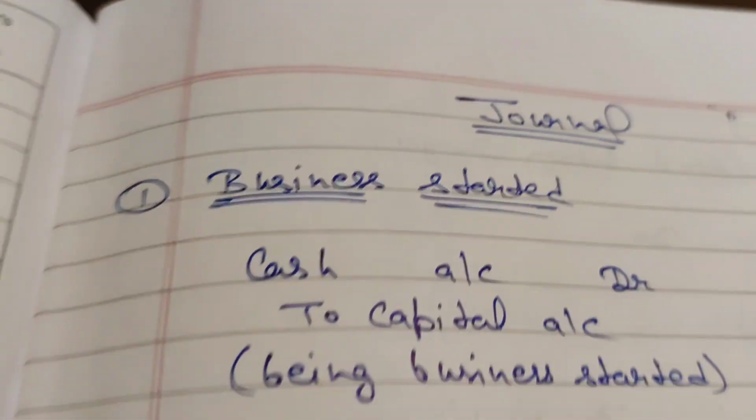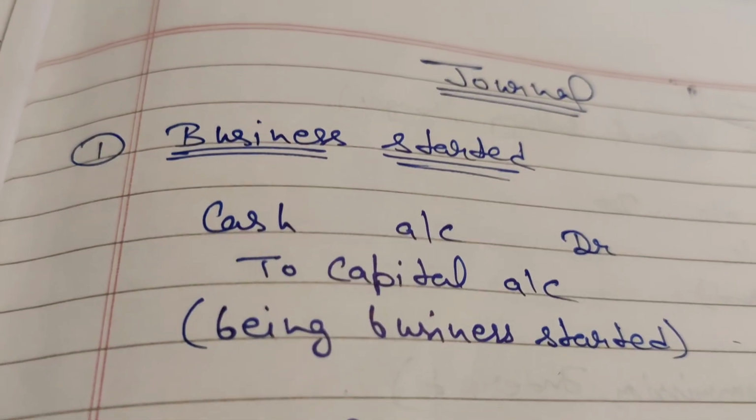Today I am going to discuss some journal entries which, once you learn them, you will find it easy to do any kind of question. Let's get started. So, the first entry is about being business started.